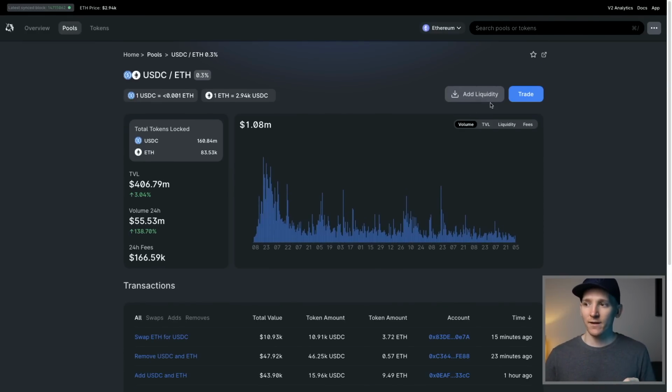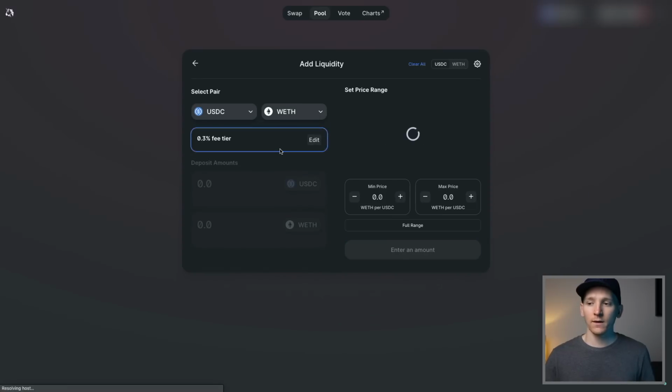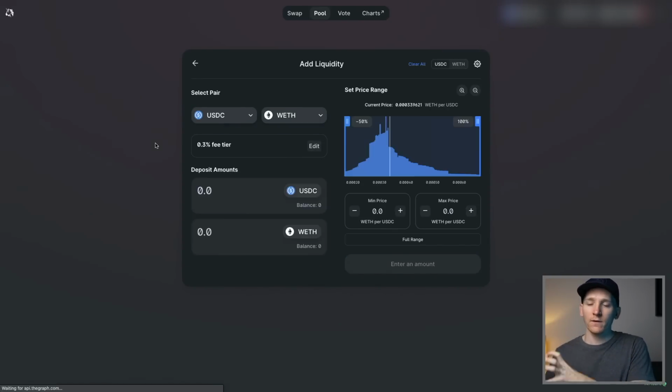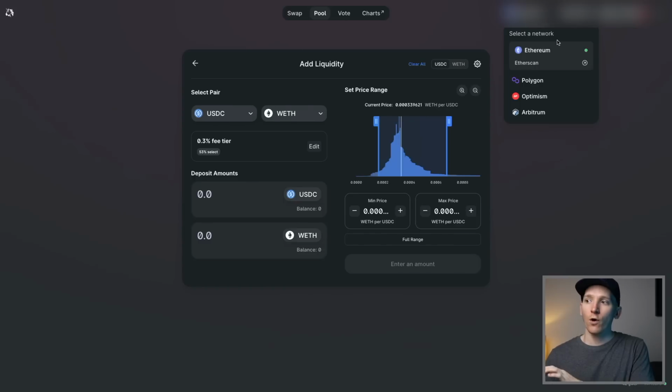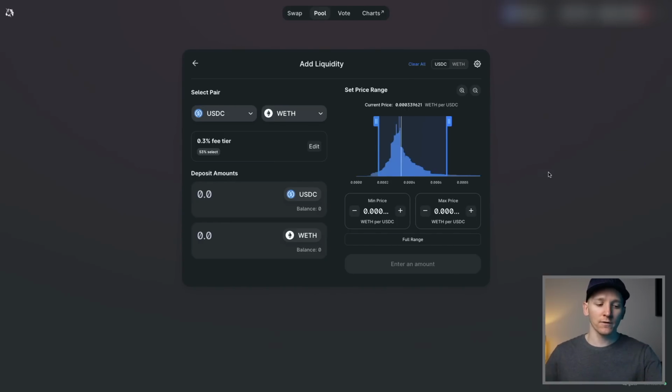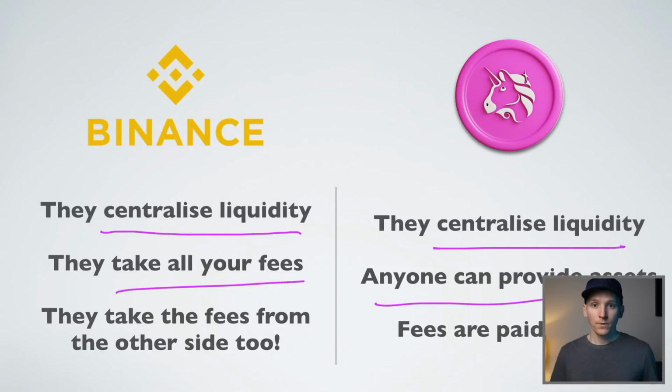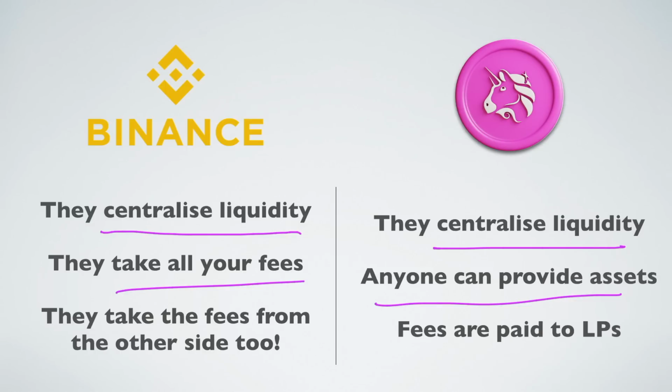You can add your assets by clicking add liquidity right here, and you can take your coins and put them in the pool. You also keep complete ownership of your coins because you can take them out at any time, and you have the custody of the liquidity provider tokens and your own tokens through your wallet getting linked up. That's the key difference. So with Uniswap, they don't take your fees, but Binance do. They take all of your fees, but we can get the fees adding them into Uniswap.